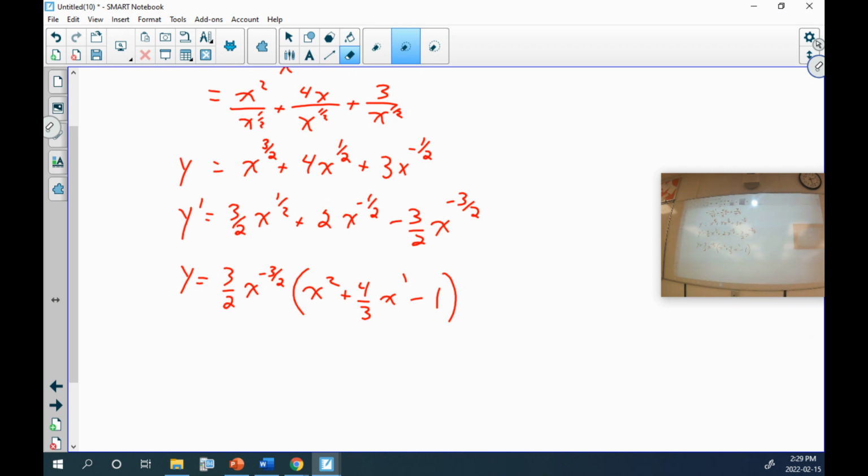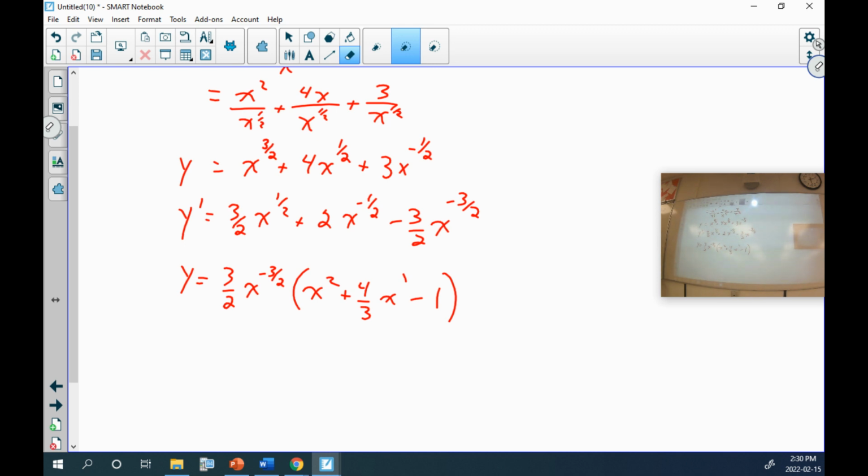Or again, just take out a half x times x to the power of negative 3 halves. That would not give me a fraction in my answer, but yeah, this idea of taking out something that's common can be very useful. Because I could probably solve this again, right? I could figure out solutions using the quadratic formula with this, 3 plus 4 minus 3, if I set it equal to 0.